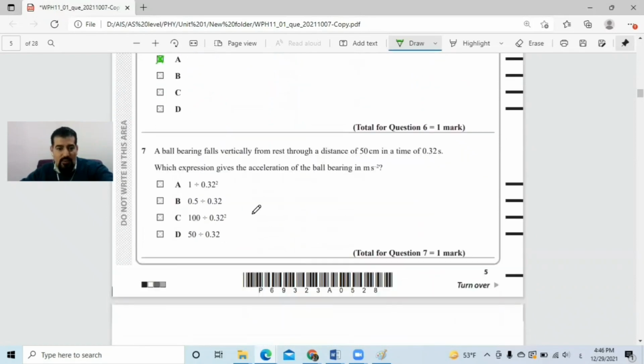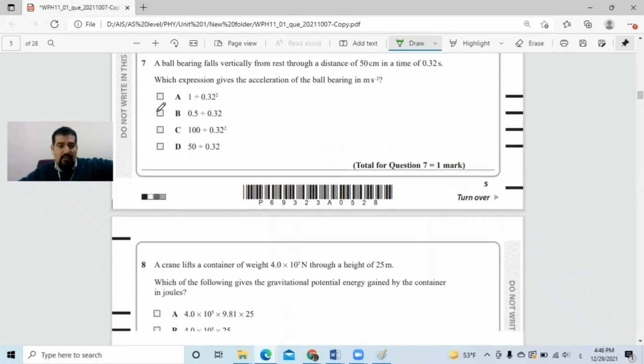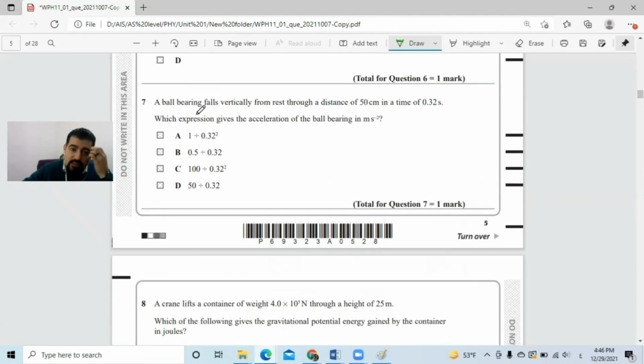Okay. Question number 7. What do they ask? A ball bearing falls vertically from rest through a distance of 50 centimeters. That means 0.5 meter. Okay. In a time of 0.32 seconds. What do they ask? Which expression gives the acceleration of the ball bearing in meters per second squared?